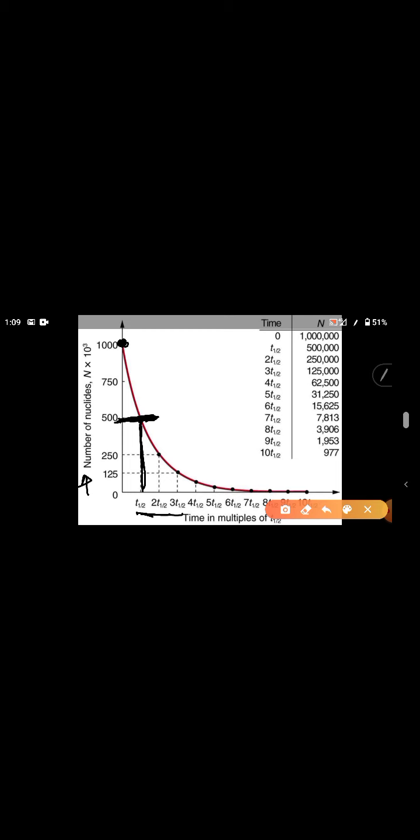So its half-life, according to this table, its T1/2 corresponds to 500,000. I don't know if that's days or something, but yeah, the T1/2 would be the time that it takes to get to its half-life, and therefore the half-life.